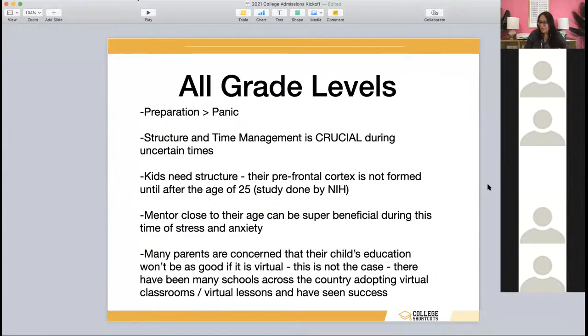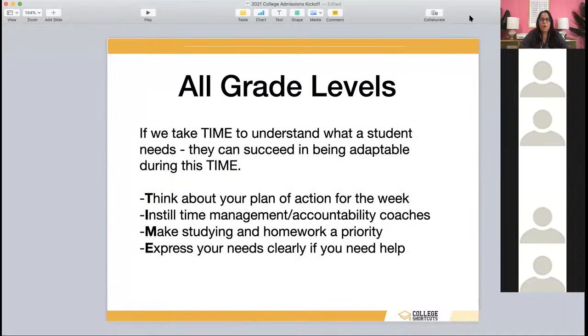And so we're just going to have to play that by ear in terms of the amount of different things that we see here. So it all depends. But we have to keep an open mind and really be flexible. All right, so all grade levels. If we take time to understand what a student needs, they can succeed in being adaptable during this time.